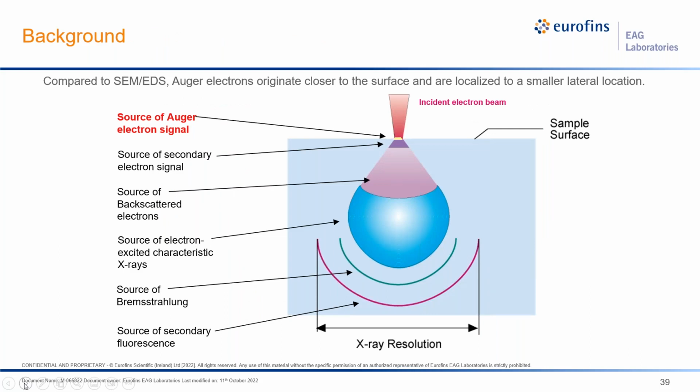Like XPS, Auger electron spectroscopy has about the same depth of analysis, and it's much better than that of SEM. In addition, its spatial resolution, I'm sorry, is much better than XPS.